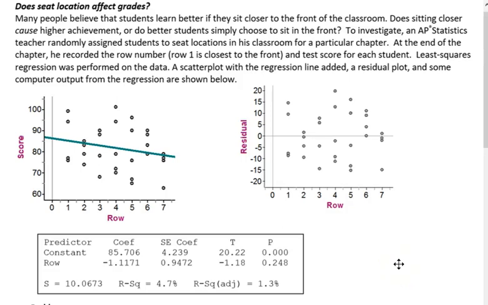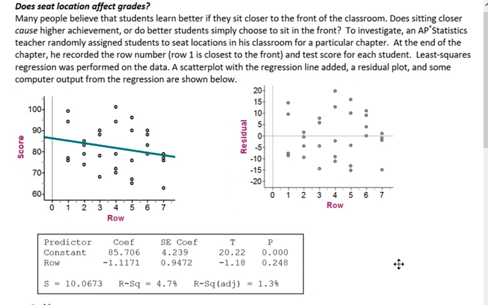We're now going to look at an example that relates a lot of the things we've been talking about. So here's the situation. Does seat location affect grades? Many people believe that students learn better if they sit closer to the front of the classroom. Does sitting closer cause higher achievement, or do better students simply choose to sit in the front?